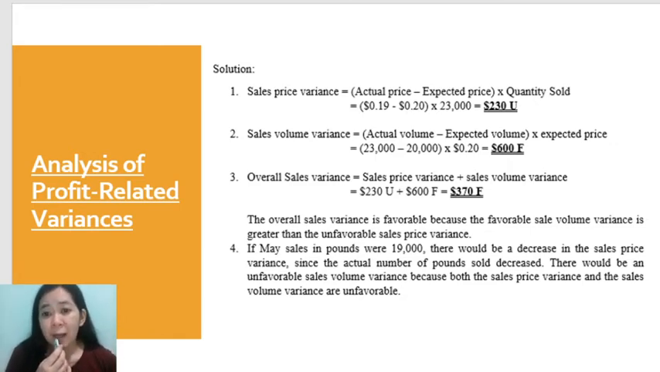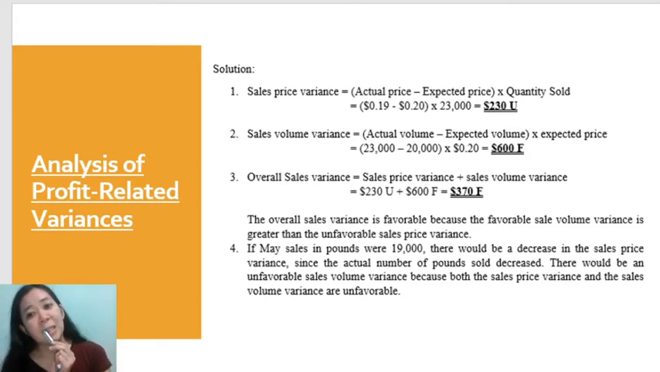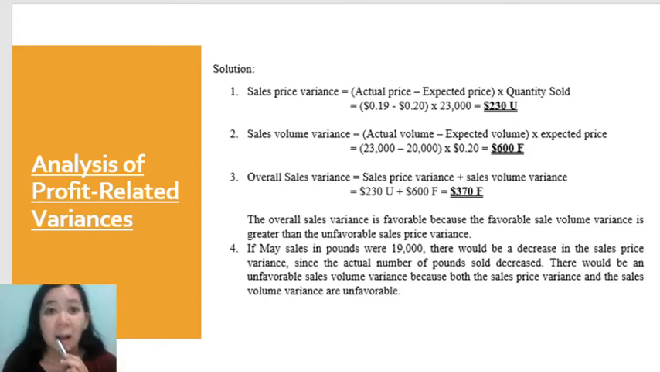For the overall variance, all you have to do is add the two variances. Since we have 230 unfavorable, we will deduct it from the 600 favorable variance in the sales volume. So the overall or net sales variance is 370 favorable, because in this case, we have a larger favorable variance figure of 600.